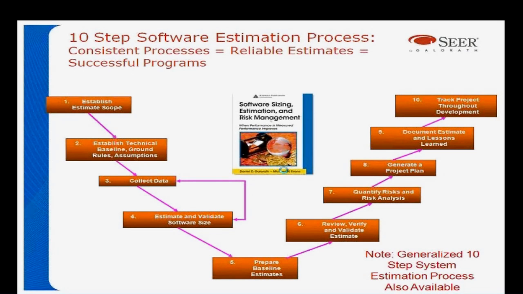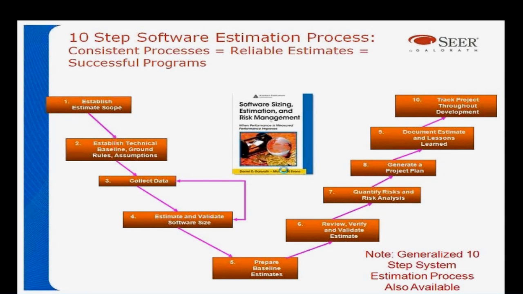Step 4, actually estimating the size of the software in terms of things such as how much functionality or how many lines of code or things like that. Step 5, preparing the baseline estimate, so we have an estimate and we're halfway through the process. Step 6, reviewing and verifying and validating these estimates so that we can verify that we have something that makes sense. Step 7, quantifying risk and risk analysis so we can see what the risks are and where we should really look at this program happening.